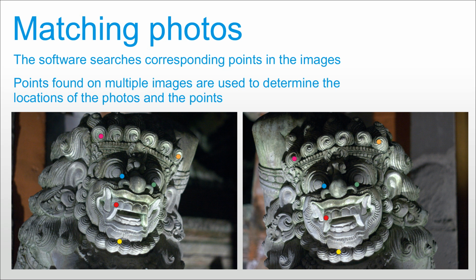The first thing that these programs do is search for points it can recognize. In the two photos below I've added some colored points to illustrate this. Please note that these are points drawn by me. They're not necessarily the same points the software would pick. The software looks for corresponding points on the different images. Once it has found these, it can use them to determine the relative locations of the camera that took the photo and the position of the points in space.